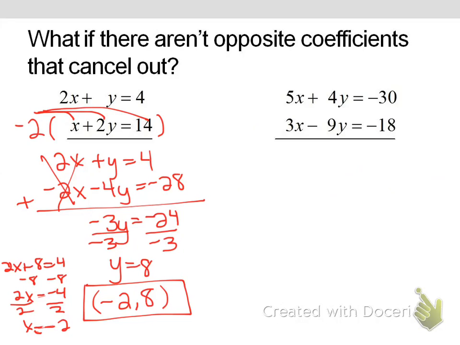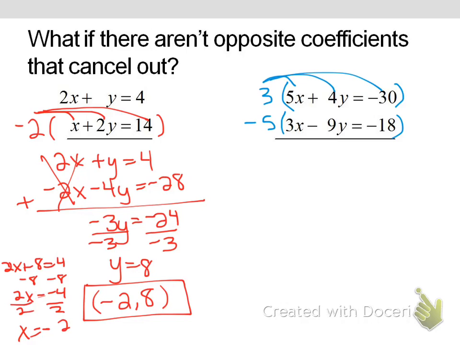Now, for this case, is there a number that I can multiply 3 by to get 5? No. Is there a number I can multiply 4 by to get 9? No. So because there's not, I'm going to multiply both of them. The 4 and 9 are opposite signs, but it doesn't matter. I'd still have to multiply by something.